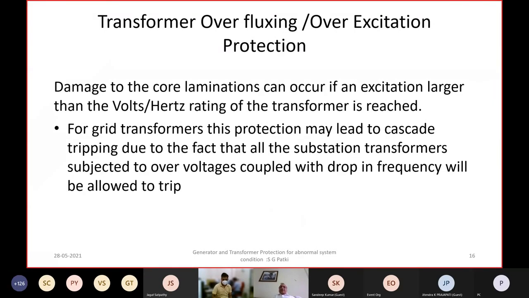The next protection we'll discuss is overfluxing and overexcitation protection. We discussed it yesterday in the context of generator transformer. The same thing is applicable here. Overvoltage, under frequency, or a combination of overvoltage and under frequency, because volts by hertz, V by F, is basically the ratio which is directly proportional to the extent of overfluxing.